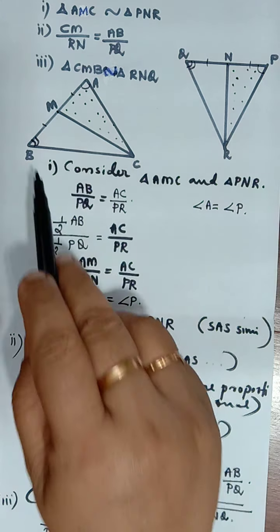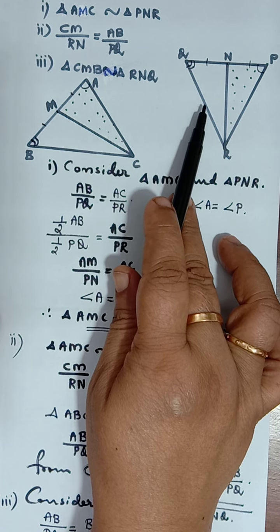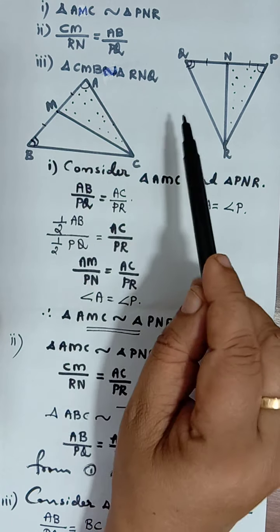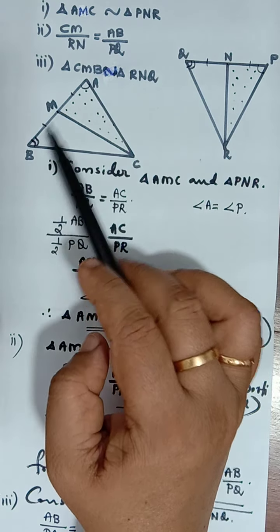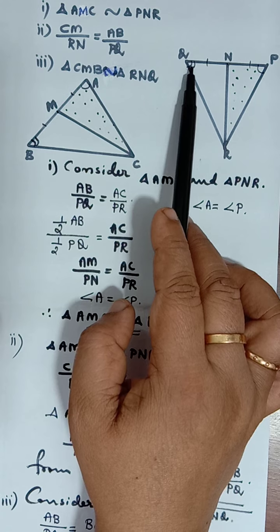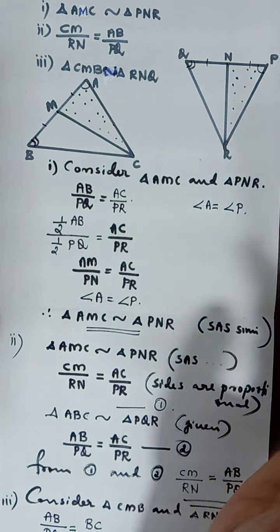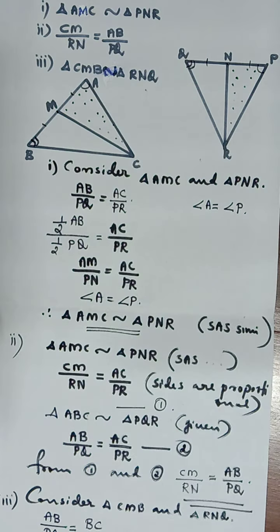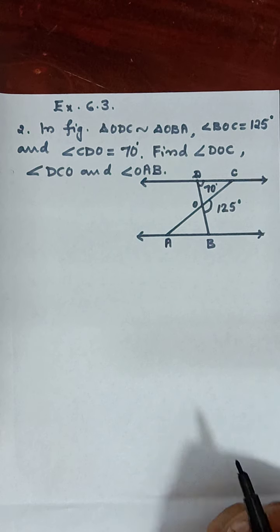Next comes the third one, that is the unshaded portion to be similar. It's very simple. Again BM by QN is equal to BC by QR, and the included angle is equal as triangle ABC is similar to triangle PQR. Therefore we are concluding that triangle CMB is similar to triangle RNQ. Hope you understood. This is a simple problem based on similarity itself.